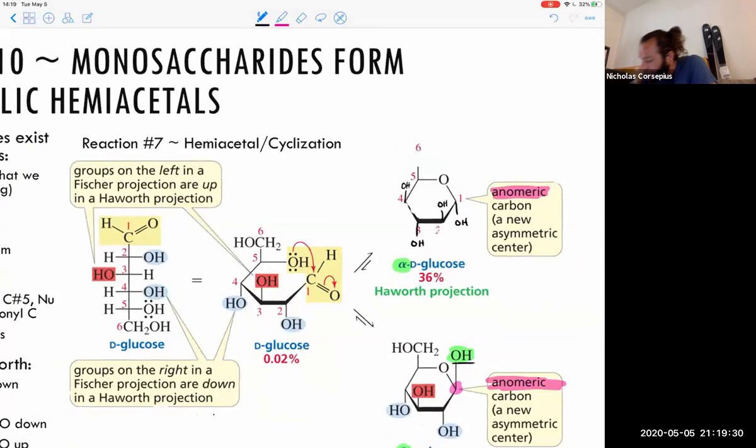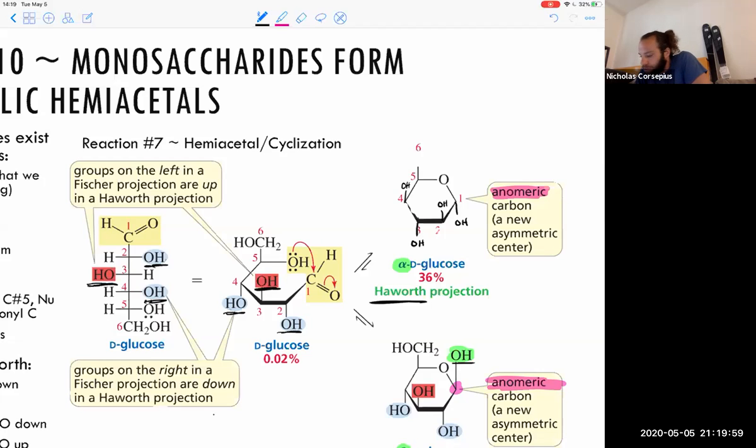There's an easy way to go from your Fischer projection to your Haworth projection. All OH groups on the left will be on top. All OH groups on the right will be pointed down. But we're going to pick up with that next time, all right? I just kind of wanted to explain all the busyness of this slide real quick. And these Haworth projections are going to be something that we need to be able to go from Fischer to Haworth and Haworth to Fischer. All right, but we'll pick up next time with practicing that.